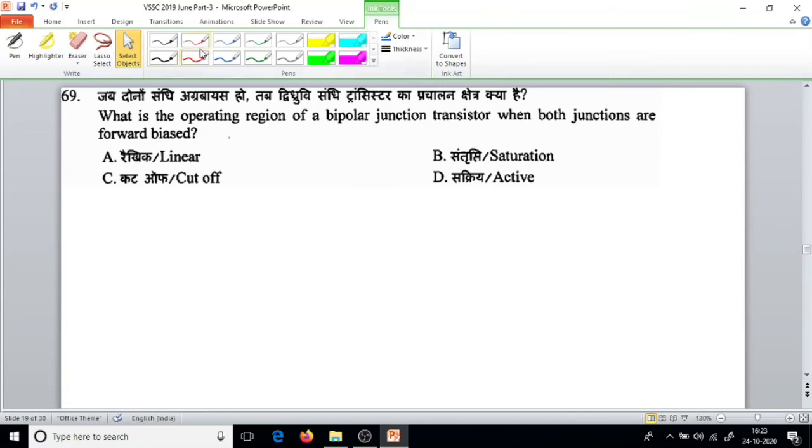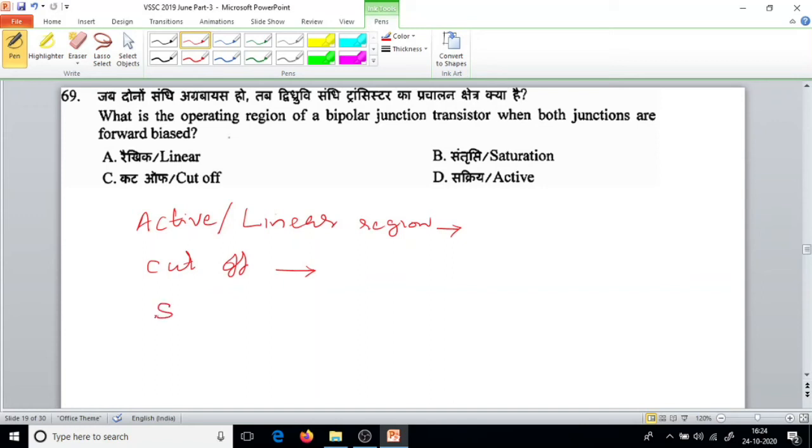Question number 16. What is the operating region of a bipolar transistor when both junctions are forward biased? There are mainly three regions in which a transistor works. Active or linear region. The second one is the cutoff. And then saturation.